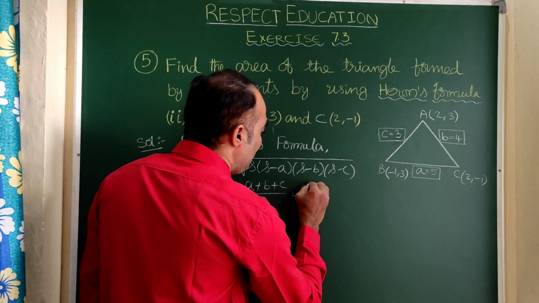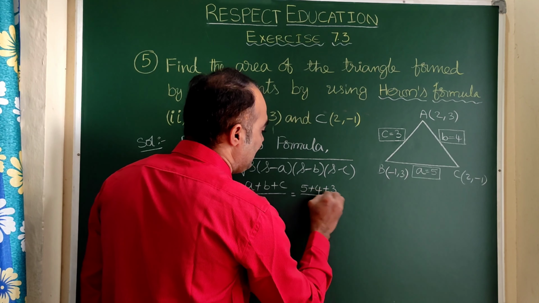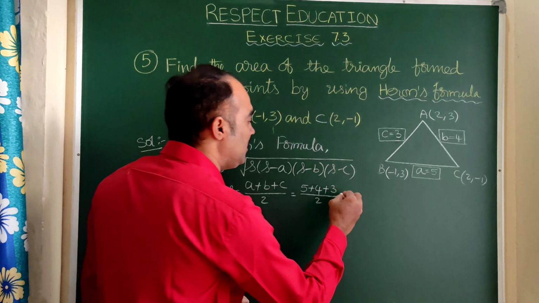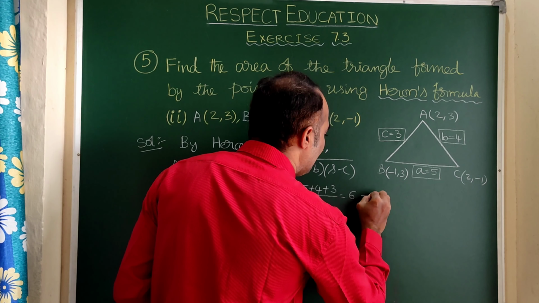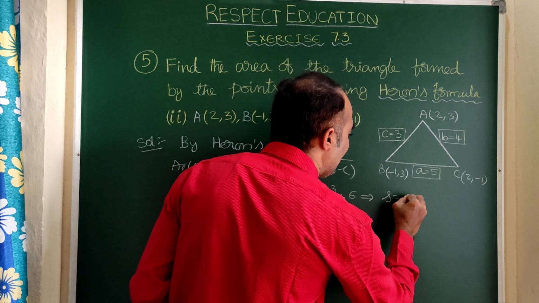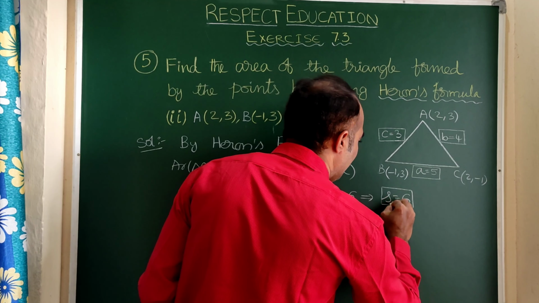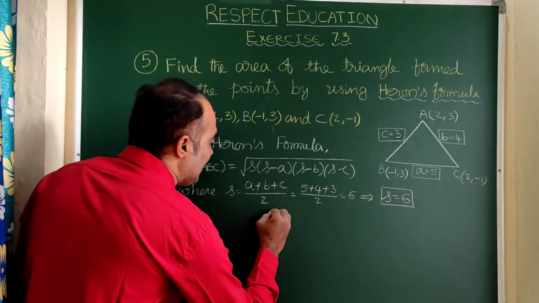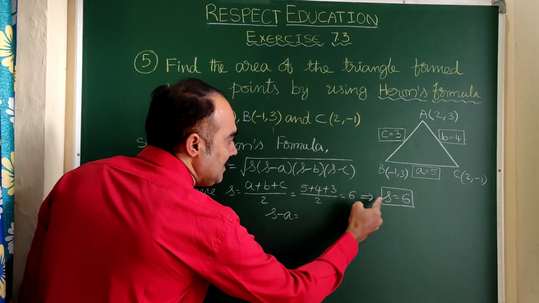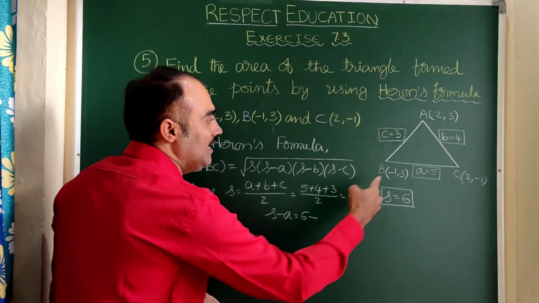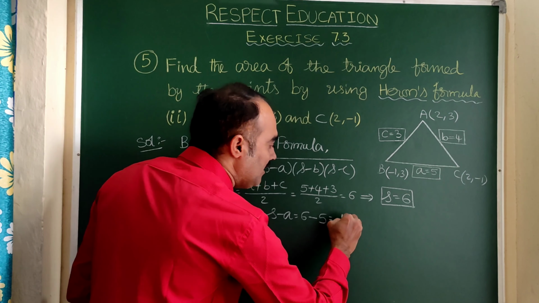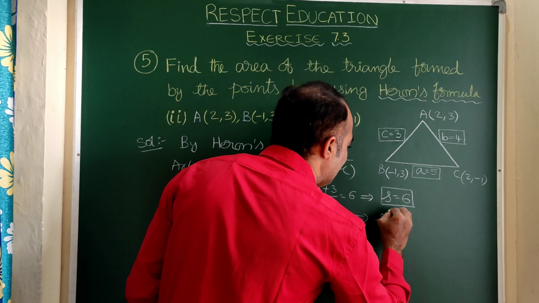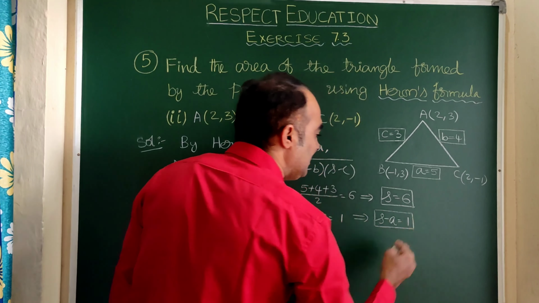So let us find, from these values, the semi perimeter. A is 5 plus B is 4 plus C is 3, by 2. 5 plus 4 is 9. 9 plus 3 is 12. 12 by 2 is 6. So here we got S value as 6. From that we are going to find S minus A. S is 6 minus A is 5. 6 minus 5 is 1. So S minus A is 1.